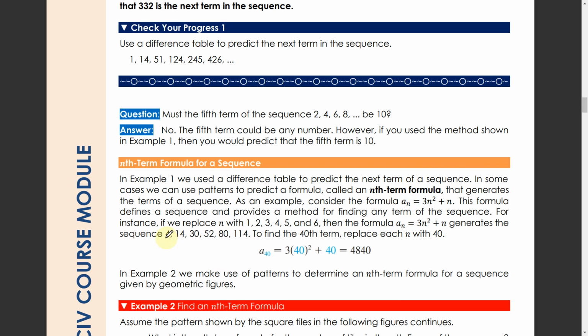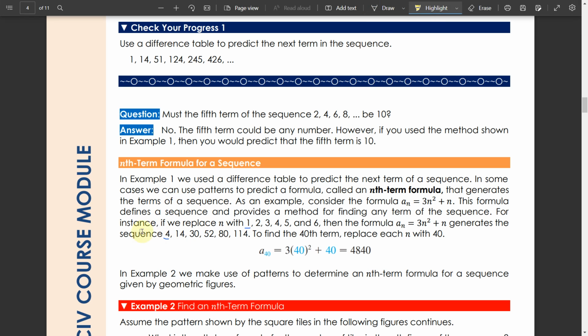So how did we get 4, 14, 30? We just substitute for the first term, a sub 1. We substitute n with 1. So a1 is equal to 3 times 1 squared plus 1. 1 squared is still 1, so 1 times 3 is 3, then plus 1, so 3 plus 1 is 4. That's why we have 4 here.